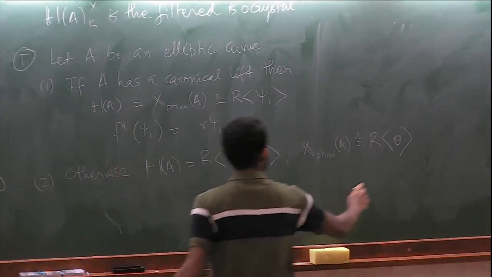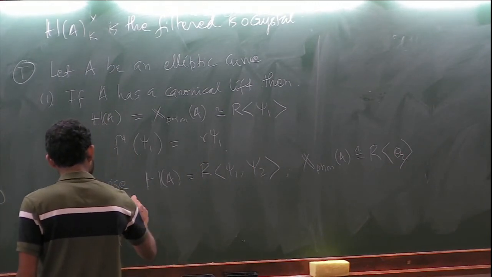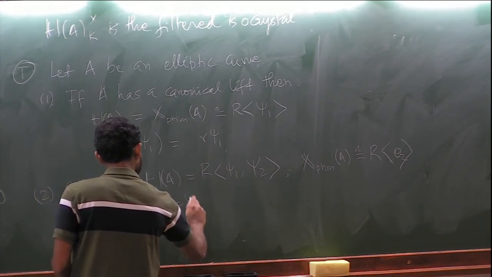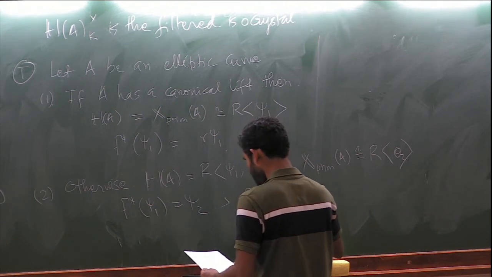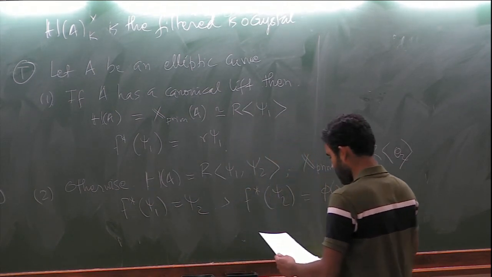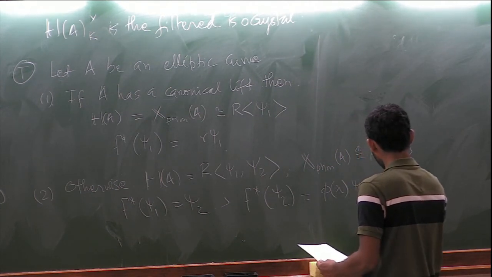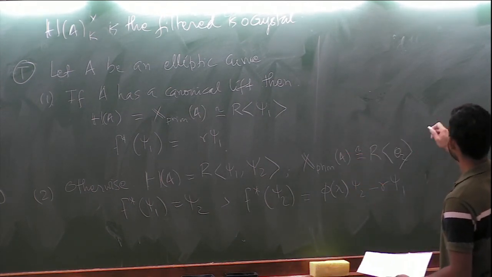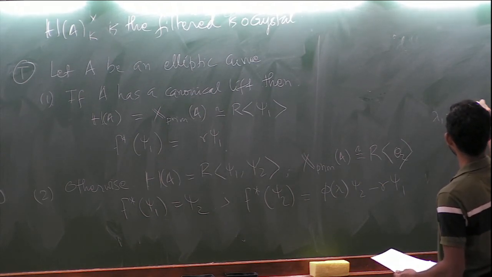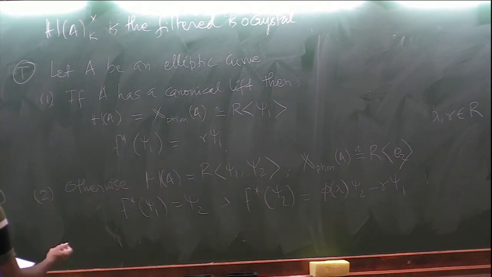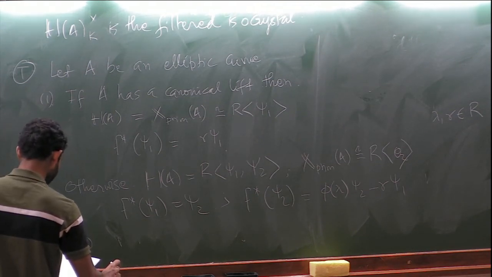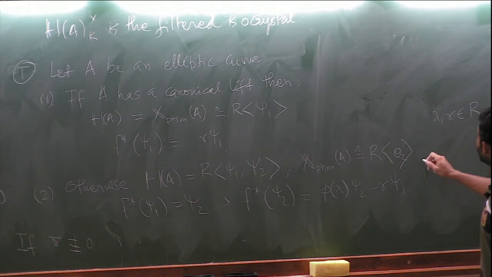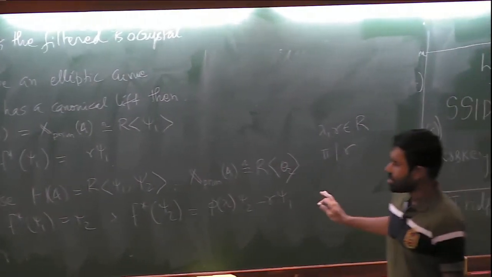Okay, this is in fact a character. But let me just, that's not important right now. But with respect to this basis, it acts as follows. So in both the cases, lambda and gamma are in R, and moreover, pi always divides gamma. Pi is always divisible by gamma.